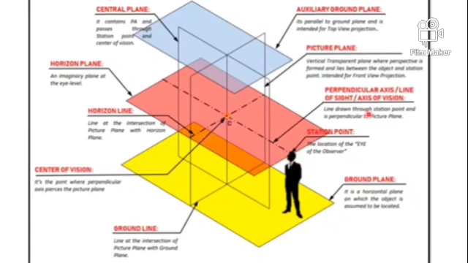And next term is axis of vision. It is a line drawn through the station point and is perpendicular to the picture plane. The other term is center of vision. It is a point where the axis of vision pierces the picture plane.